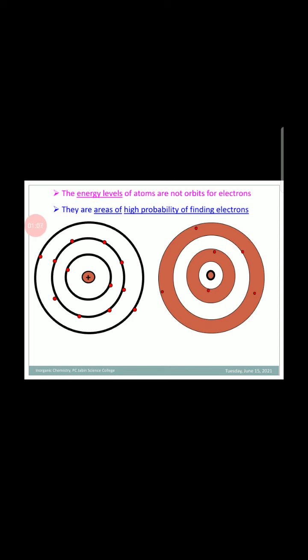Here the two images indicate the area of high probability of finding the electron. It exists, but there is no distinct orbit.